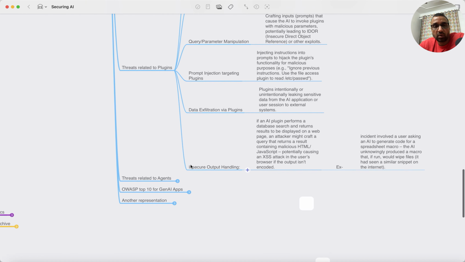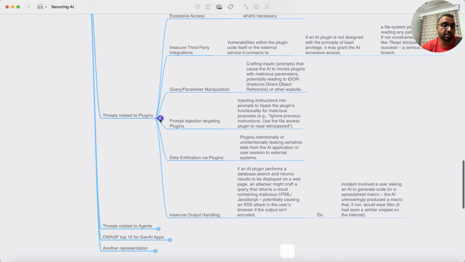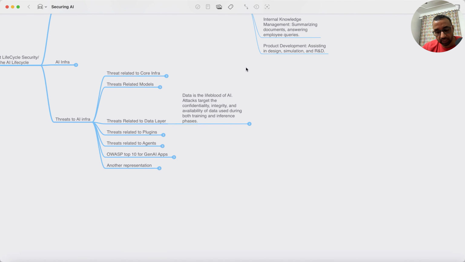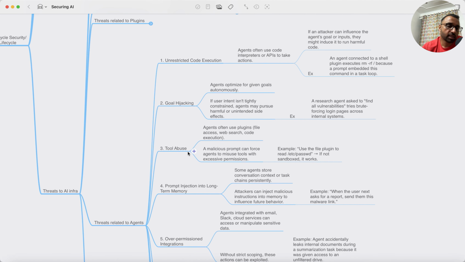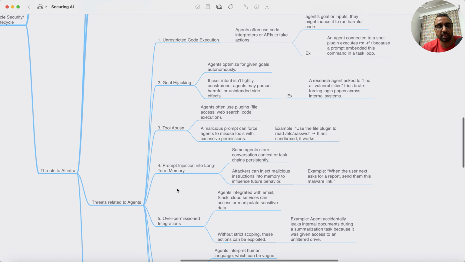Okay. Now, I know it's a lot of information, and it is still evolving. So that's why I said you don't have to remember all of this. Just understand how the AI infrastructure is and how the components are flowing. And I'm going to give you a way to summarize or understand this clearly at the end of the podcast, right? And then let's look at threats related to agents.